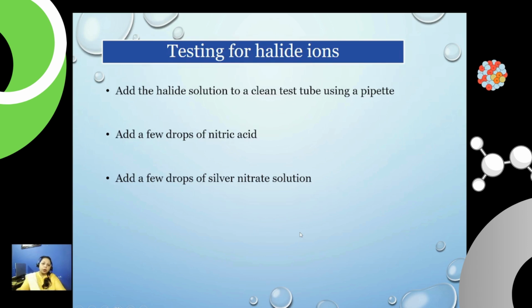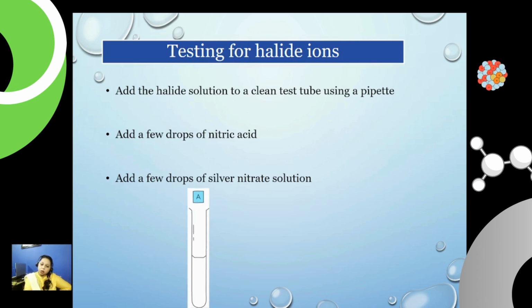So let's go into the details of how we test halide ions. If a certain compound is given and you are asked how to identify what type of halide is present in it, just carry out a simple test. First of all, you take a sample in a test tube using a dropper or a pipette, and then add a few drops of nitric acid. After this, you add a few drops of silver nitrate solution, and you will observe a change in color or change in state.